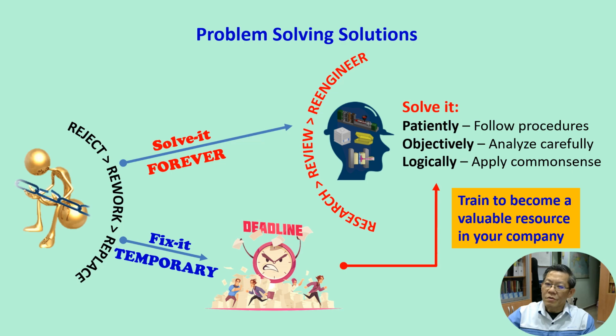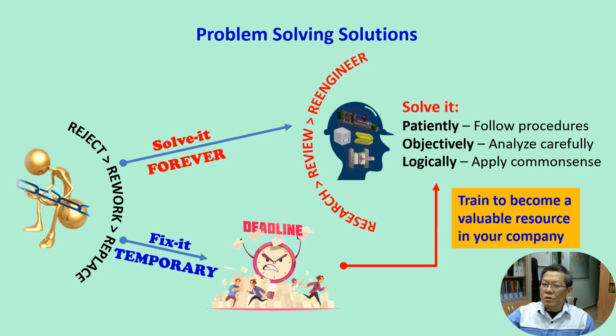To solve the problem forever, we need an advanced 3R to replace the traditional 3R. The new 3R requires us to conduct research on all manufacturing variables, the 5M, to review the procedures, and to re-engineer the process in order to solve it forever. Under this new 3R, technical employees are requested to troubleshoot the problem. First, patiently. There is no shortcut. Follow procedures to carry out the detailed investigation. Second, objectively. Analyze carefully with the collected facts and data. And third, logically. Use common sense with scientific reasoning.